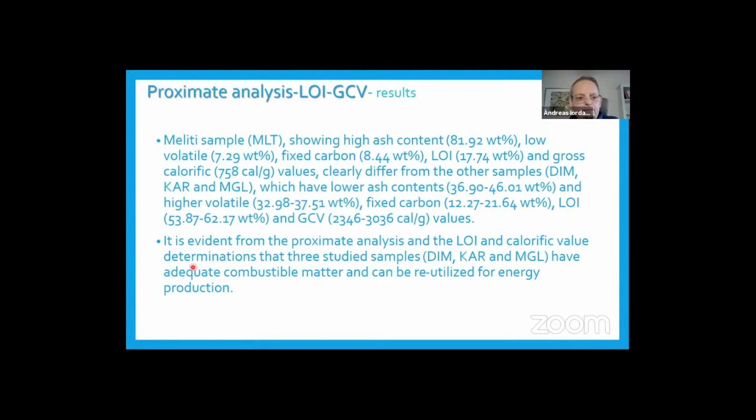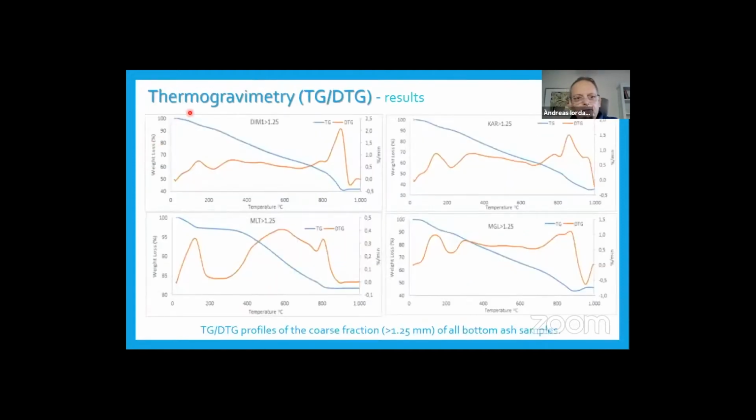So overall, we can say that it is evident from the approximate analysis and the low and gross calorific value determinations that the 3 studied samples have adequate combustible matter and can be reutilized for energy production. So we can use these samples, we can burn them again, I mean the coarse particles, because they have adequate combustible matter.